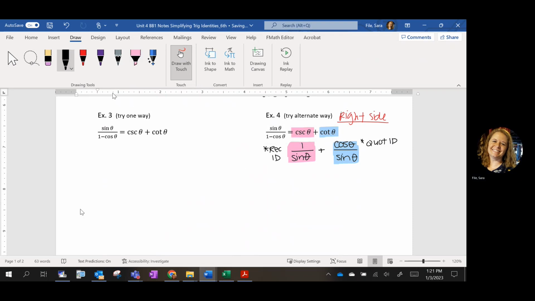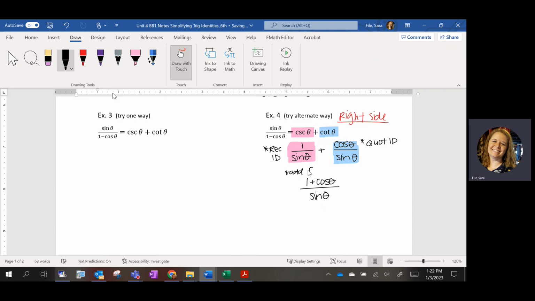All right, now, what can I do? I have 2 fractions I'm trying to add. What do you have to add fractions? And do I have a common denominator? I already do. So I can already go ahead and combine those, can't I? Okay, so my next step is just some algebra. I'm just going to combine the terms. I'm going to add the fractions. So my numerator is going to become 1 plus cosine, and my denominator is just sine. We just add the fractions.